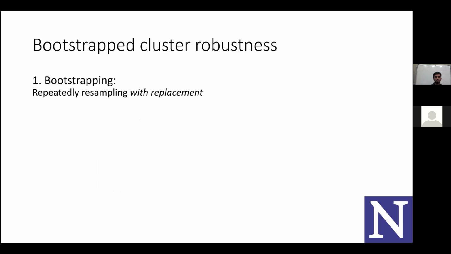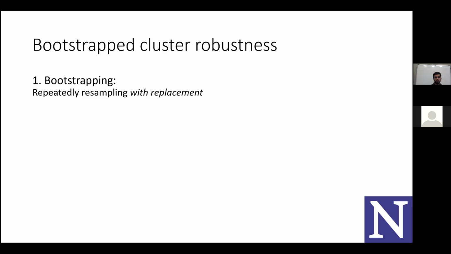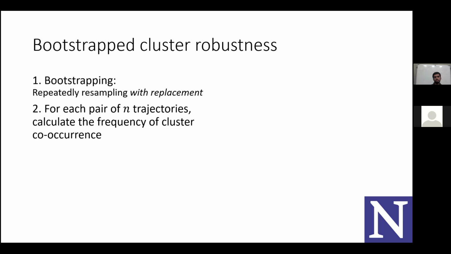So what we do is we bootstrap the data. So we repeatedly resample with replacement. And here each sample is a trajectory. I don't remember how many 2-week trajectories are in my data set. It's something like 200. So then I randomly draw 200 trajectories from my data set over and over again. And for each pair of trajectories, you calculate the frequency that they are clustered together. So you resample all your data, you cluster it into groups, and then you see, are these 2 trajectories usually in the same group? Are they usually not in the same group?